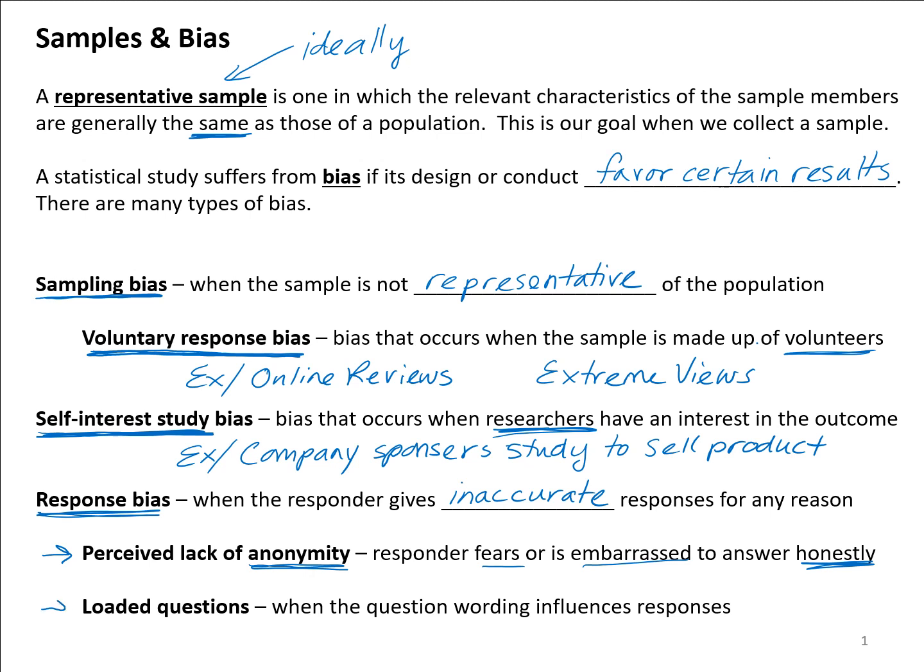Another way that you might get response bias is with loaded questions. When the person puts together a loaded question to achieve a certain result. So that's when the question wording influences how somebody responds. And this one is not so much that the responder is trying to be dishonest, but the way the question is worded leads the responder toward a certain response. Okay, so these are two types of reasons that the responses might be inaccurate.